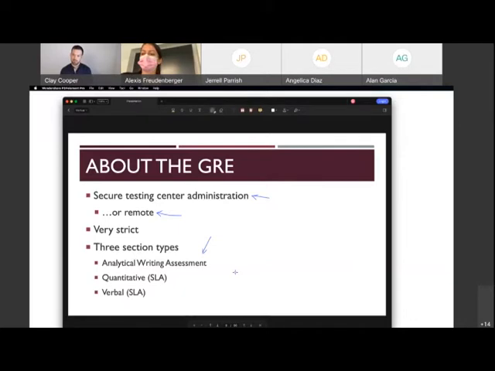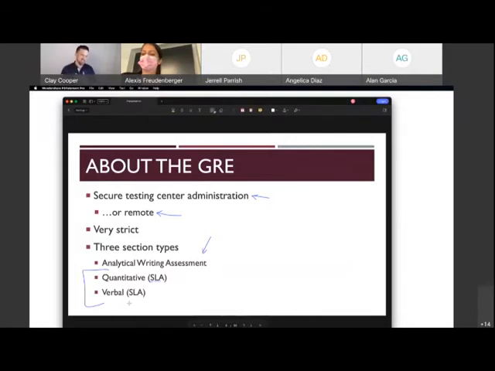I think we're going to stay focused more today on the multiple choice, or at least the objective portions of the test rather than the analytical writing assessment. However, if you do have questions about it, if you want to learn more, reach out to me. Again, I'd love to talk to you about it. But we're going to stay focused today on the quantitative and verbal parts.